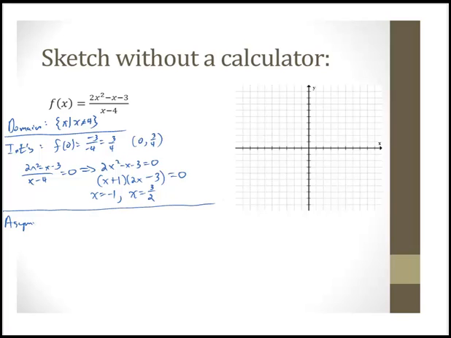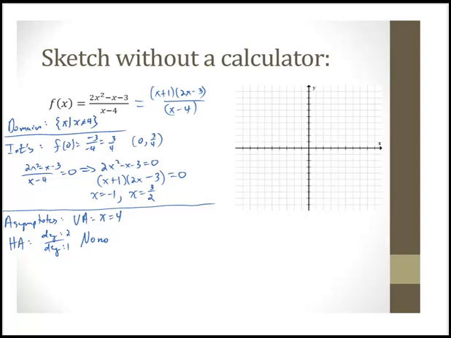Asymptotes. Now since the numerator factors, I can write this as x plus 1 times 2x minus 3 over x minus 4. Nothing reduces, so I do expect a vertical asymptote at x equals 4. Can we find a horizontal asymptote? Well, again, we have a degree 2 over a degree 1, so no horizontal asymptote.